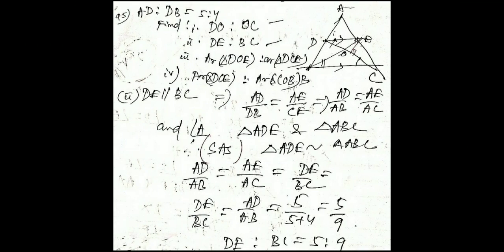Okay. Next problem. If AD is to DB is 5 is to 4, find DE is to BC. Second bit, DE is to BC. Third bit, area of triangle DOE is to area of triangle DCE. Fourth bit, area of triangle DOE by area of triangle COB.